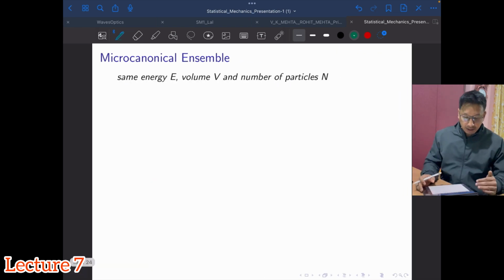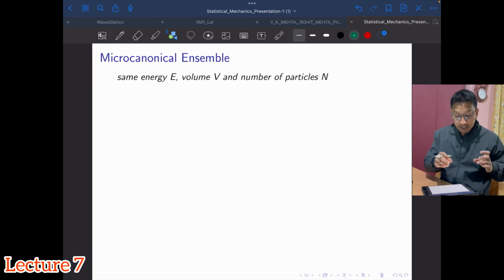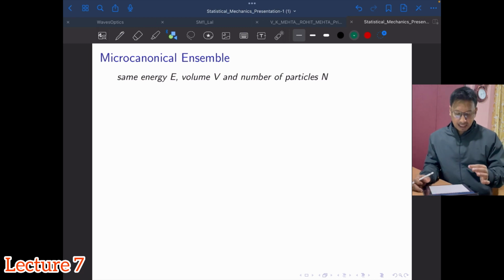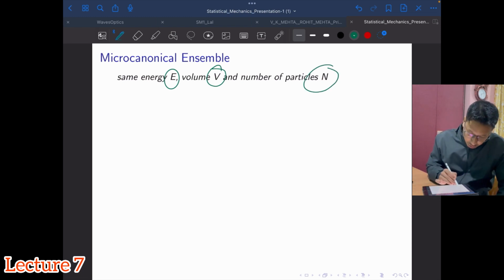In the microcanonical ensemble, the ensemble means a large collection of independent systems. One thing you have to remember is that macroscopically each of them is similar. What macroscopic properties are the same under the microcanonical ensemble? You can think that it has the same energy, the same volume, and the same number of particles in the system. Typically it is represented like this.